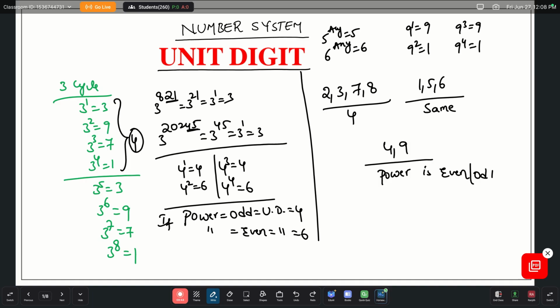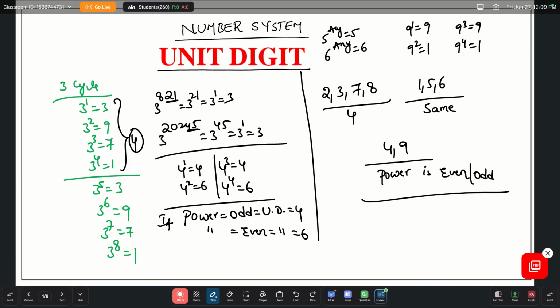Next 9: 9 power 1 equal to 9, 9 square equal to 1, 9 cube equal to 9, 9 power 4 will be equal to 1. ఇక్కడ కూడా we need to check whether the power is even or odd. So in 4 and 9 we need to check whether the power is even or odd.